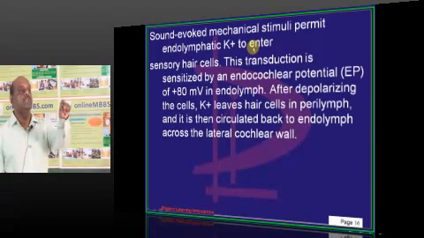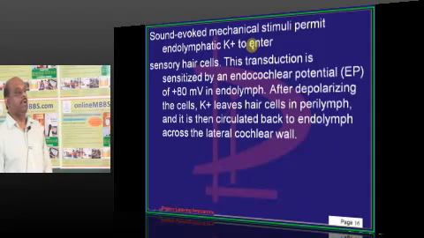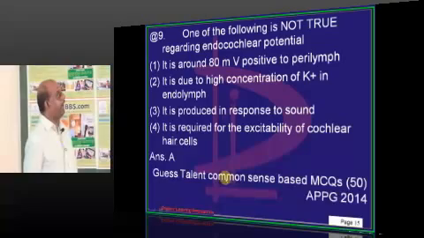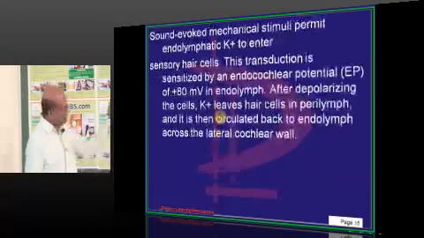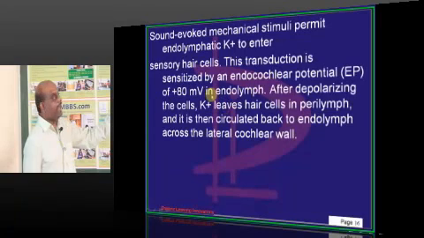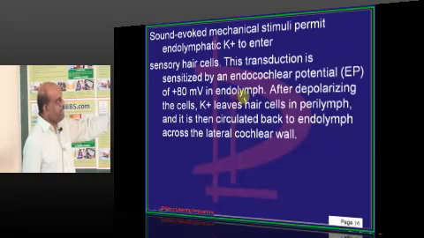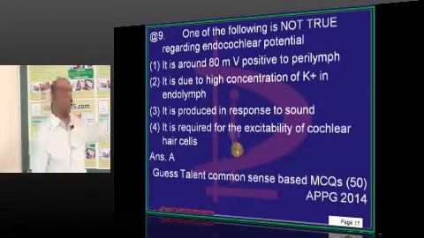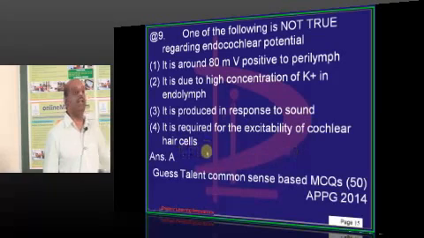And then the fourth option said it is required for excitability. But then after it gets excited, then only endocochlear potential will get developed. It is not actually required for excitability, right? No, it is required for excitability. I leave the explanation for you. Transduction is sensitized by the endocochlear potential of 80 millivolts in endolymph, which is relative compared to that of the perilymph. So it is definitely required for the excitability of the cochlea. It is not the one which is generated as a consequence of the cochlear hair cells activity.